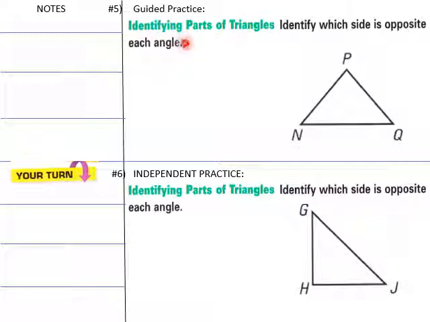Let me go into the guided practice here. Identify parts of the triangle. Identify which side is opposite each angle here. Teachers, give your students about 2-3 minutes to do these two.